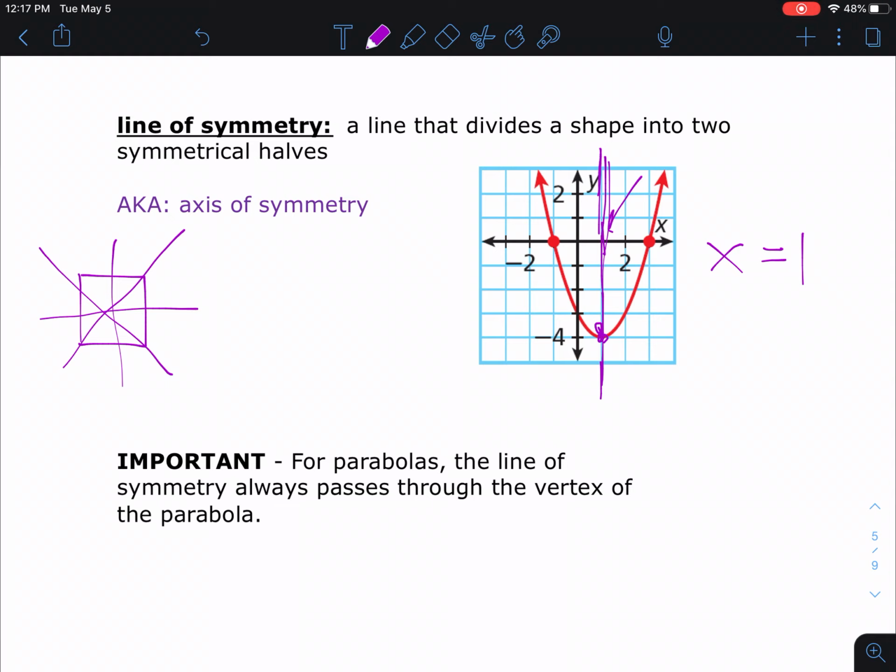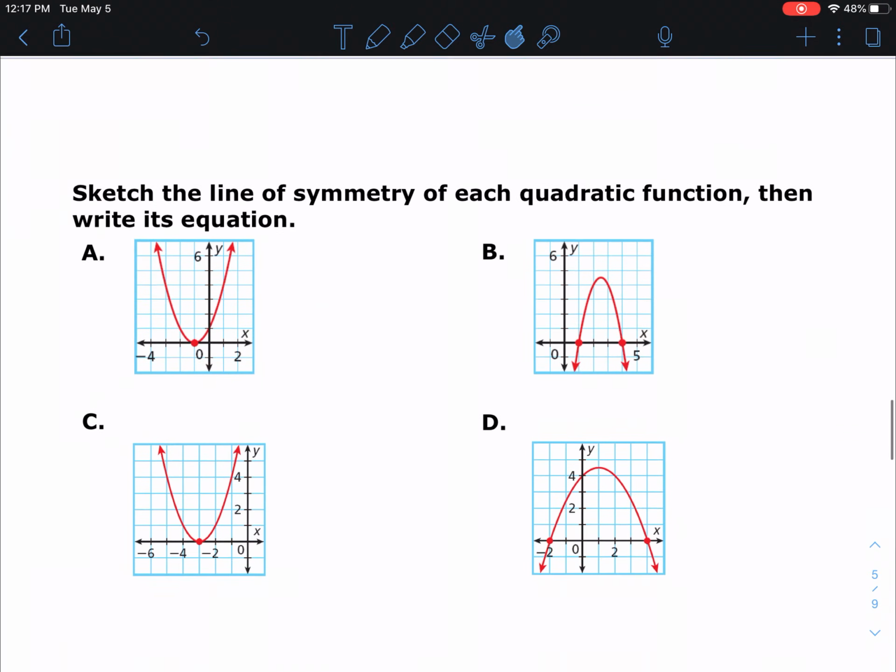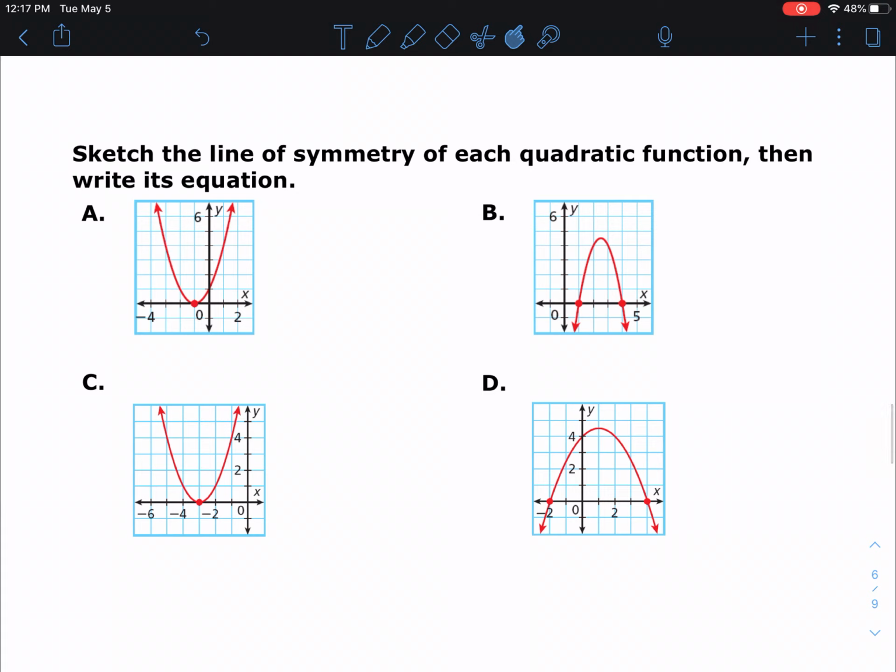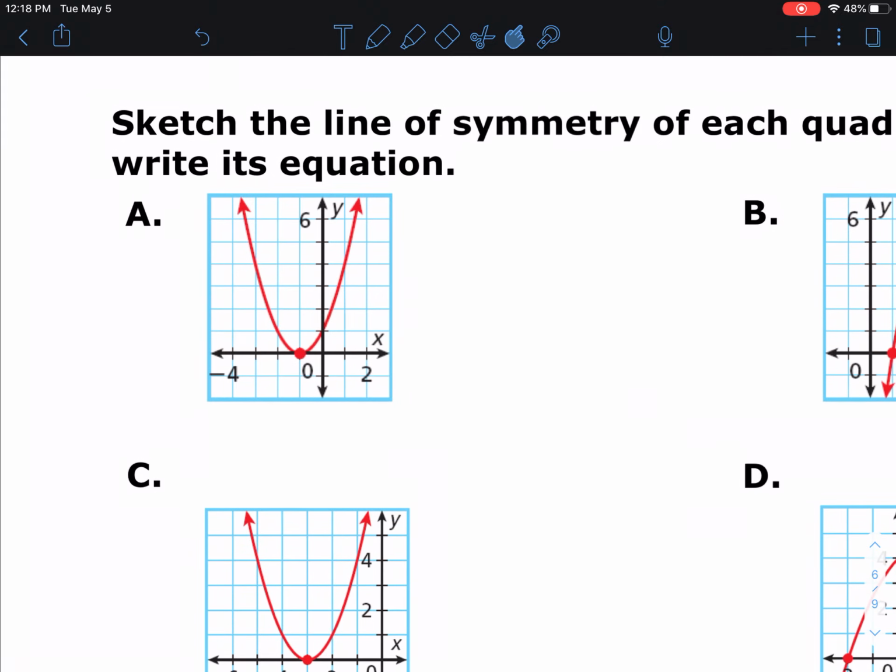For parabolas, the line of symmetry always will pass through the vertex. So you want to find the vertex and then just kind of cut that in half. Okay, so on your assignment, it'll look kind of like this. It'll say sketch the line of symmetry for each quadratic function and then write its equation. So I'm going to zoom into this one.